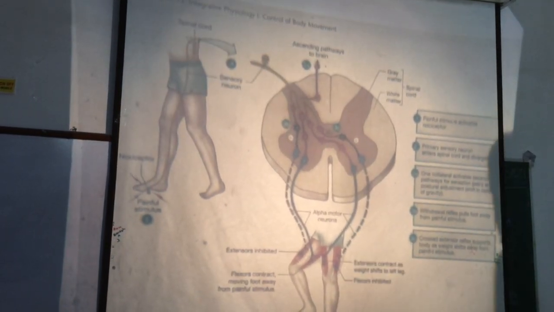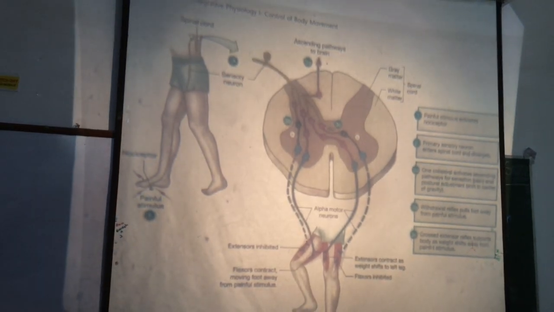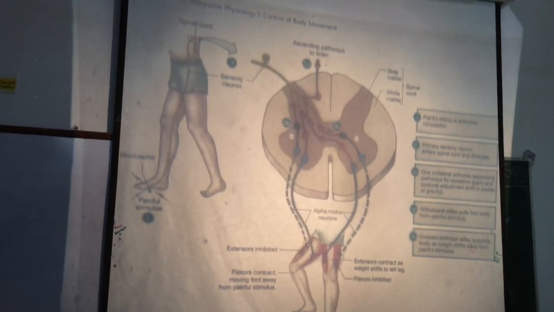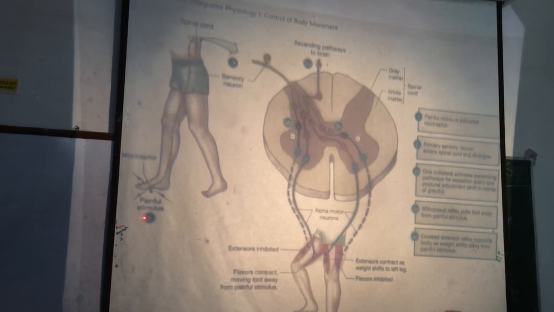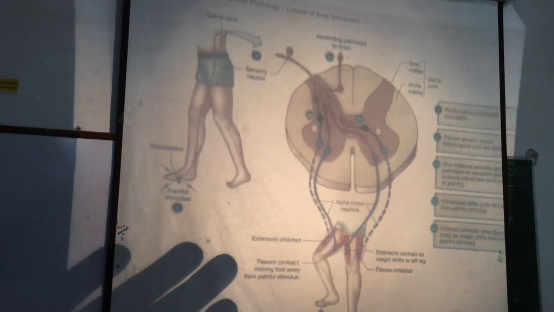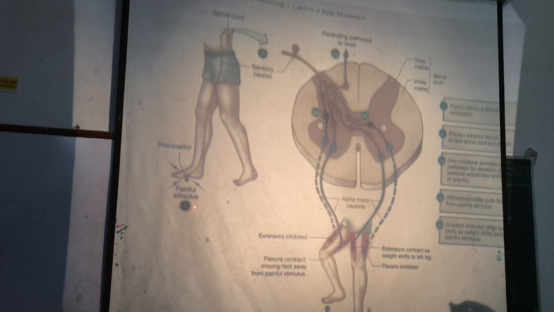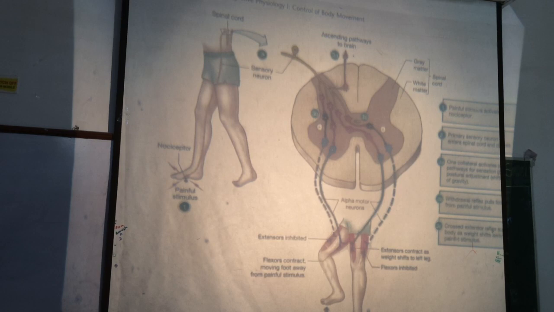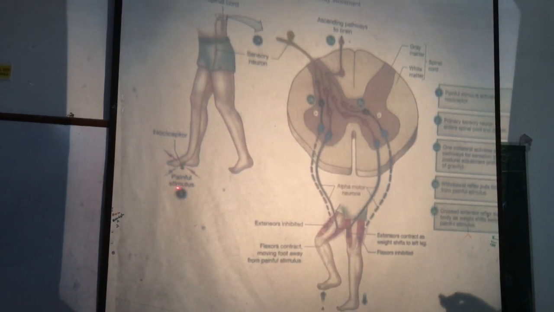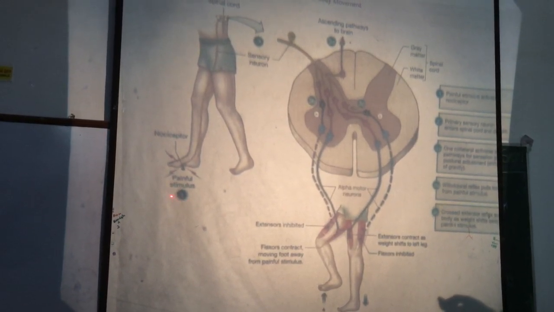This man is walking barefooted. A pointed object is on the ground. This is a painful stimulus. His foot strikes the painful object, and the leg is withdrawn, flexed and withdrawn. So the foot touches the painful stimulus or object, and the foot and leg are flexed and withdrawn.